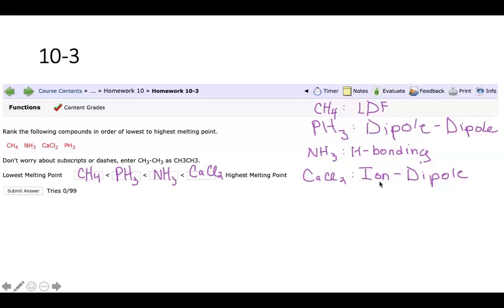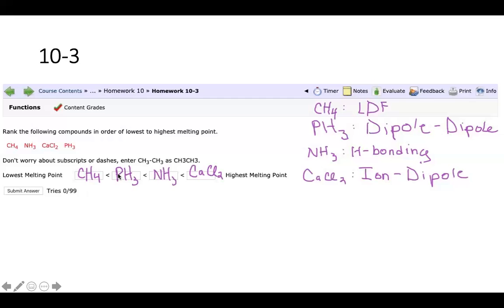Because ion-dipole are stronger than H bonding, we're going to put calcium chloride with the highest melting point. It has the strongest intermolecular forces. Therefore, the individual particles of calcium chloride are going to require the most energy or the highest temperature if we want to get them to separate and then melt. Our weakest intermolecular force is the London dispersion force coming from CH4. So we're going to put CH4 with the lowest melting point because its physical particles are not held together very well. So we're not going to have to apply that much energy, as in we're not going to have that high of a temperature if we want to get CH4 to melt.